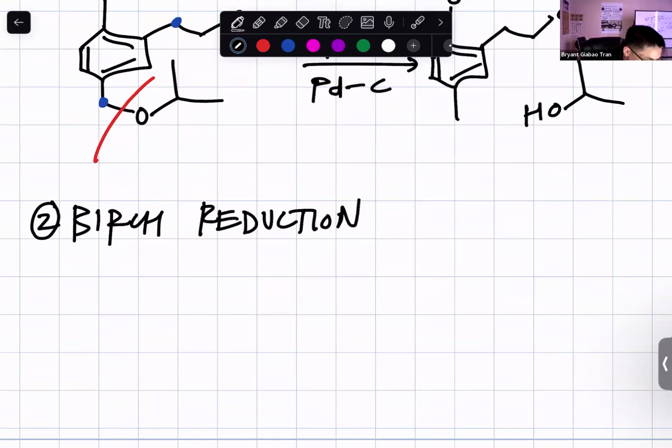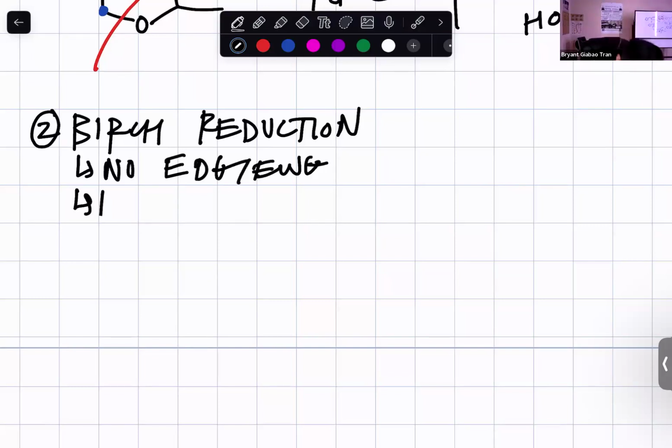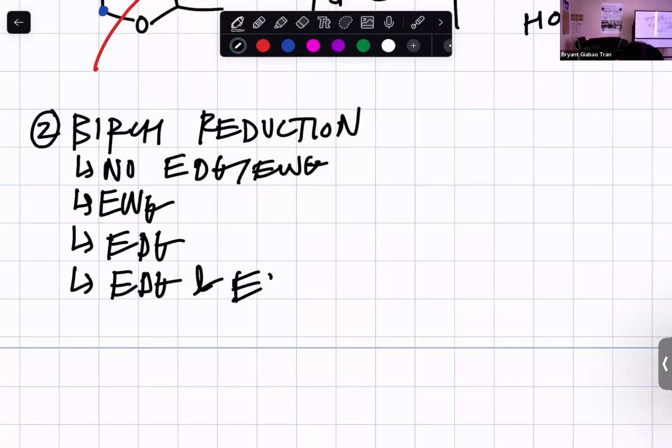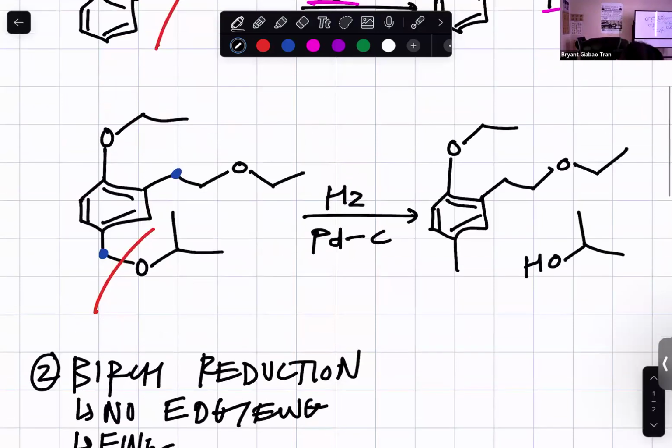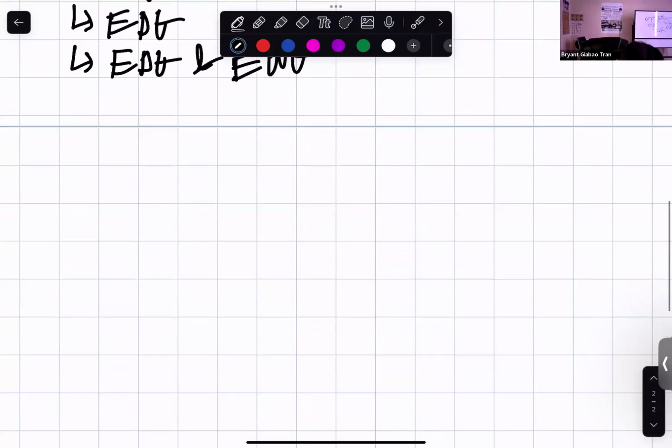So there's 3 scenarios: a scenario when there's no EDG or EWG, a scenario where you have an EWG present, and a scenario when you have an EDG present. And actually there's a 4th scenario, which is the hardest, when you have both an EDG and an EWG present. Okay. Let's start with the simplest example with no EDG and EWG.